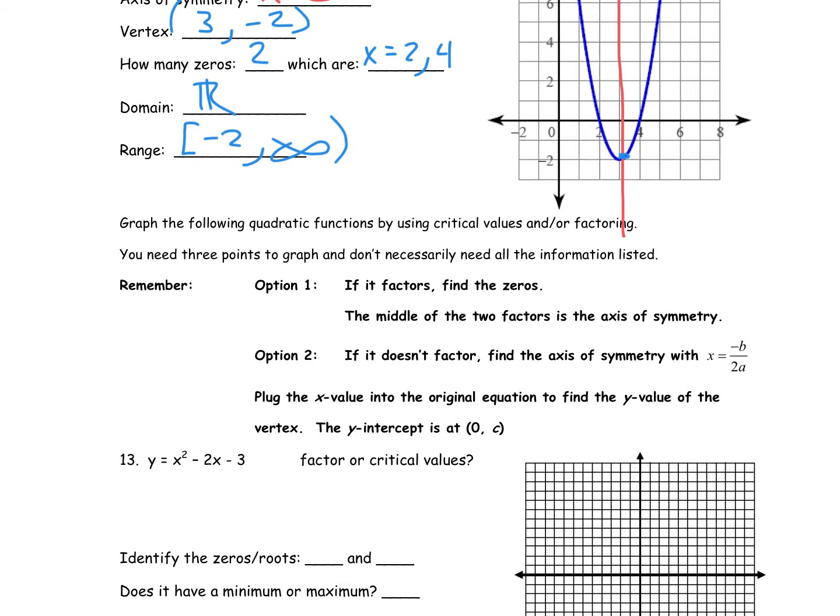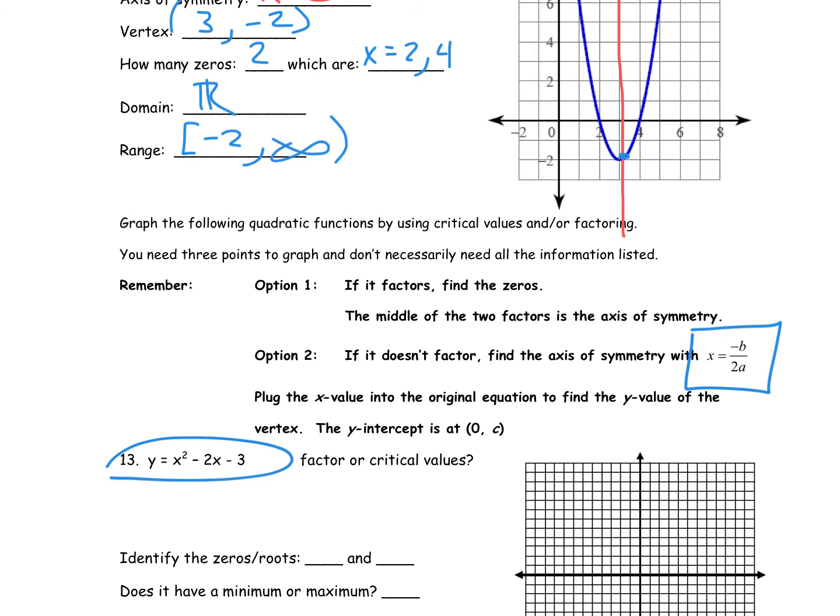All right, sometimes it's just going to give you the equation in standard form and ask you to find the axis of symmetry, vertex, domain, range, all that fun stuff. So to find the axis of symmetry, we use this formula. X is equal to negative b over 2a, where b comes from our middle term, the number in front of the middle term, a comes from the number in front of the x squared.